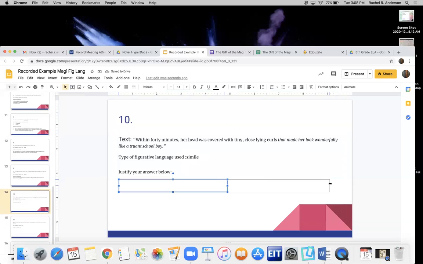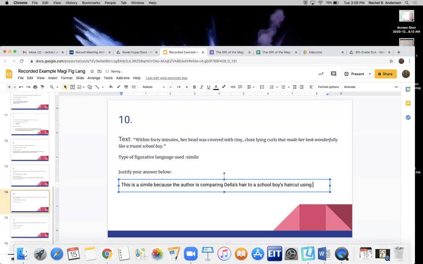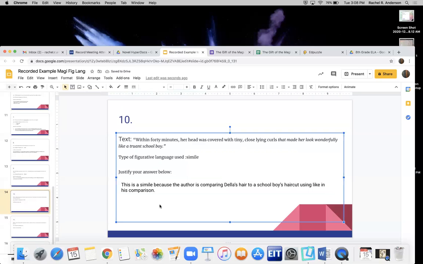So again, our justification here is something along the lines of, this is a simile because the author is comparing Della's hair to a schoolboy's haircut, using like in his comparison. Okay. Again, get that down, fix your paper. Go ahead and pause this if you need to. And then let's move on to number 11.